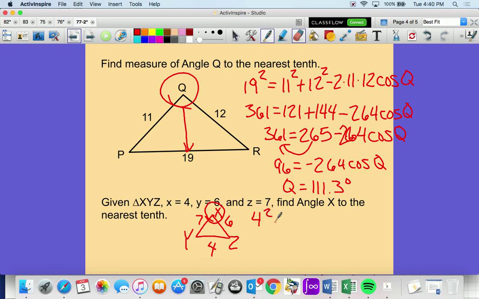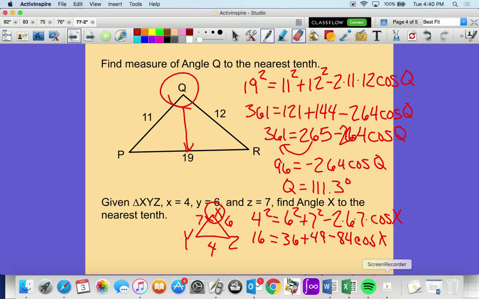So we've got 4 squared equals 6 squared plus 7 squared minus 2 times 6 times 7 times cosine of X. So once again, order of operations, 16 equals 36 plus 49 minus 84 cosine of X. And then we need to move the 36 and the 49 over to get negative 69 equals negative 84 cosine of X. So negative 69 divided by negative 84 gives us a positive 0.82, and then we have to do cosine inverse of that to get an answer of 34.8 degrees. Alright, next one.